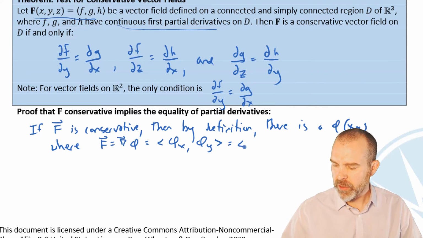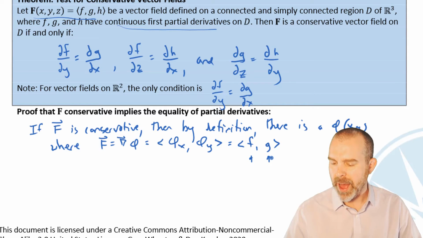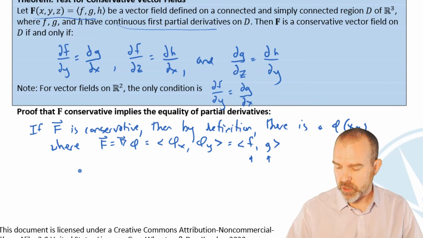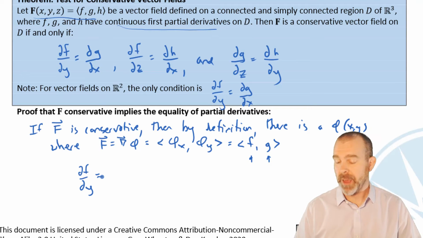And so we're going to use the notation here for f and g. Those are our x and y components of our vector field. Okay, well, the theorem says that the partial derivative of f with respect to y should equal the partial derivative of g with respect to x.